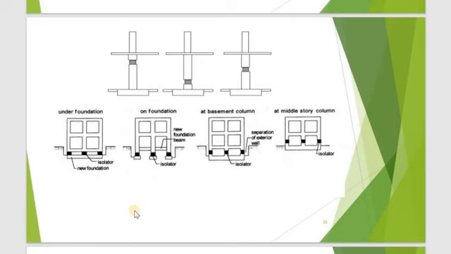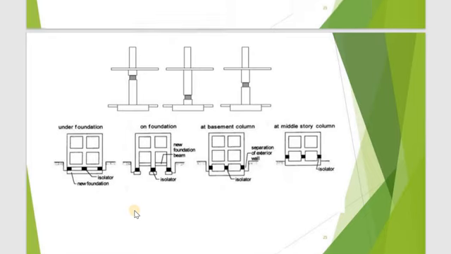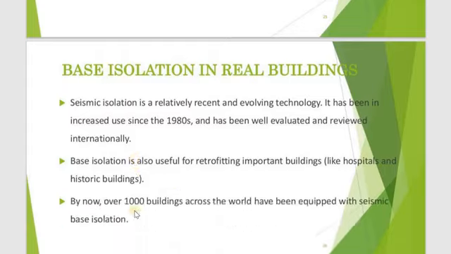If a building, here I can find an isolator. Then another form is there: at the base of the column I can fix the isolators, or at the middle of a story I can fix the isolator. So there are different locations, based on the topography of the land, or what the cost is, what the load coming is, etc. They have different locations.